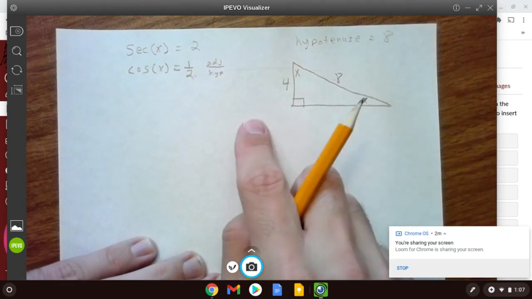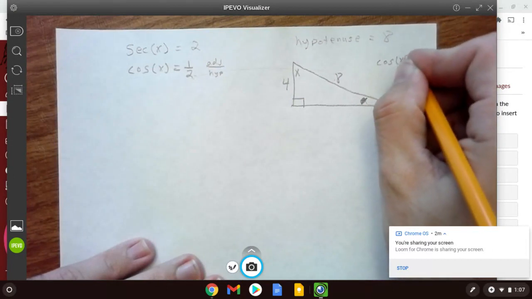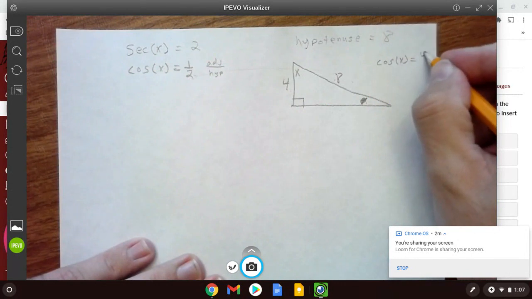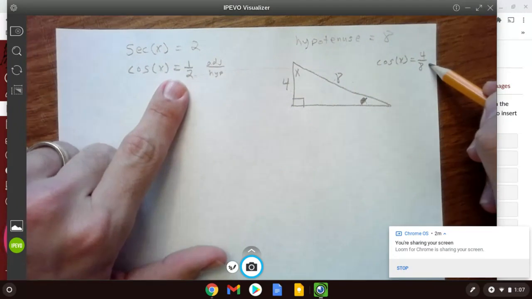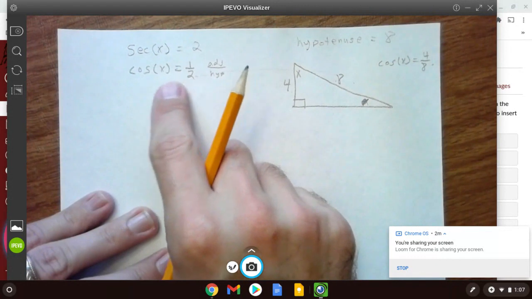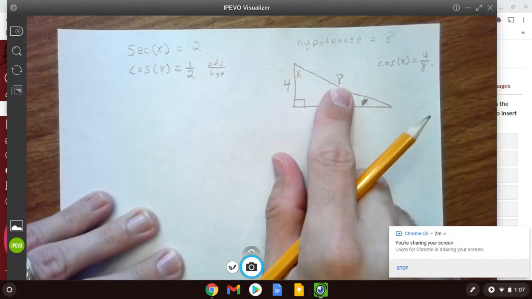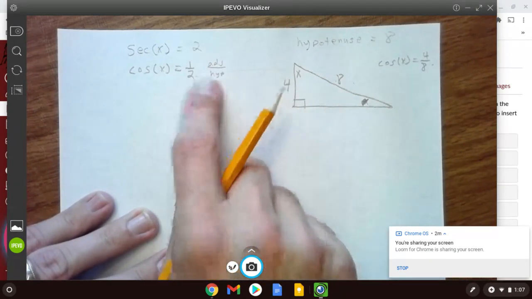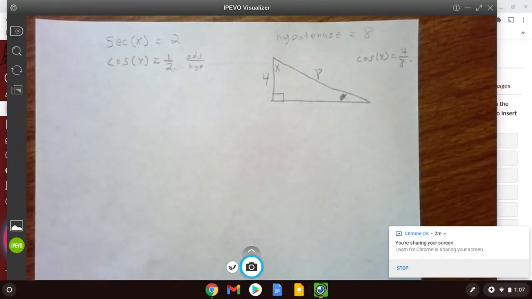So what was happening is they were taking the cosine of x. You know how cosine is equal to adjacent over hypotenuse? So you get 4 over 8. Well, this simplifies down to 1/2. So we were kind of doing this in reverse. We were given cosine of x is equal to 1/2, and because we knew the hypotenuse was 8, we knew that we were just multiplying everything by 4. So we knew the adjacent side had to be 1 times 4. Okay, let's keep going here.